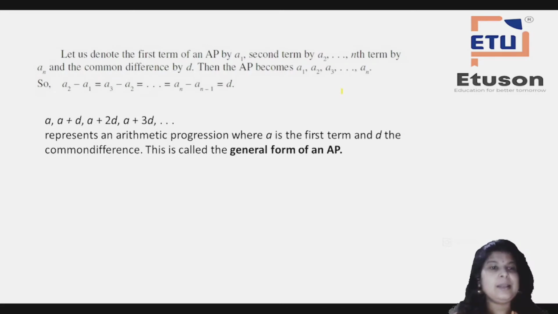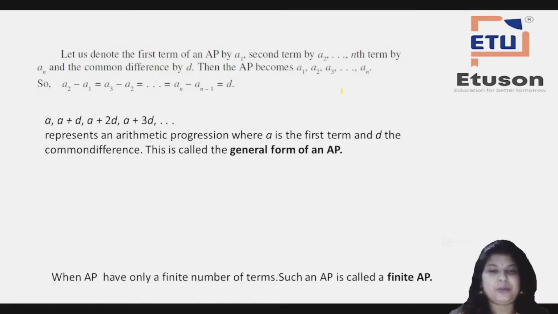So a, a plus d, a plus 2d, a plus 3d represents an arithmetic progression where a is the first term and d is the common difference. This is called the general form of an AP, or arithmetic progression.